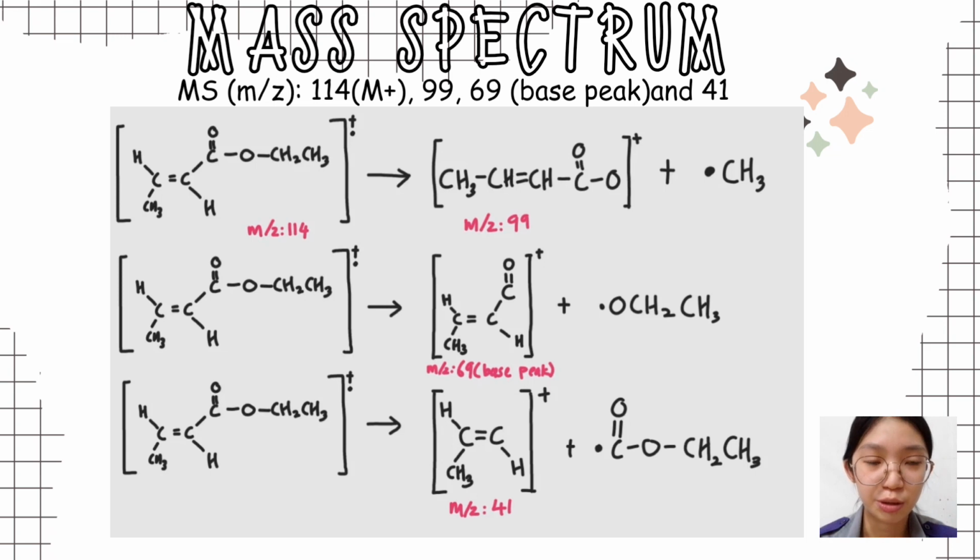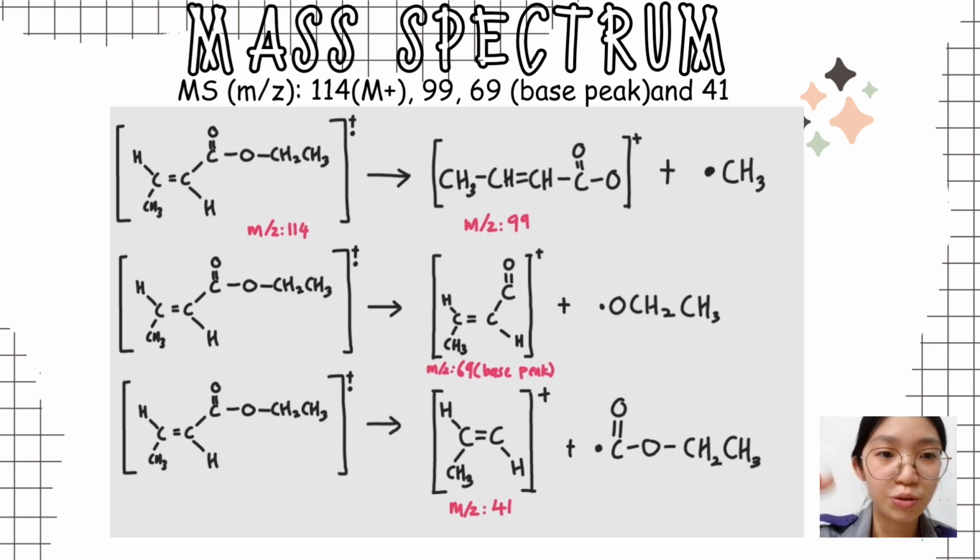According to the mass spectrum information given, the m/z value 114 represents the molecular ion peak, then 99, 69 is the base peak, and 41. So this is how the fragmentation pattern of the ion looks like. For example, the molecular ion with the m/z value of 114 is predicted like this.